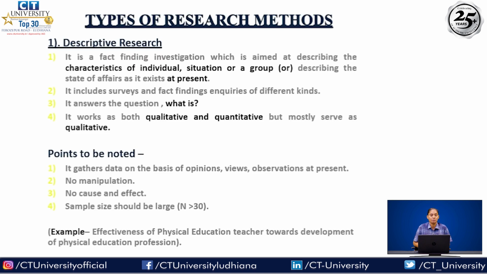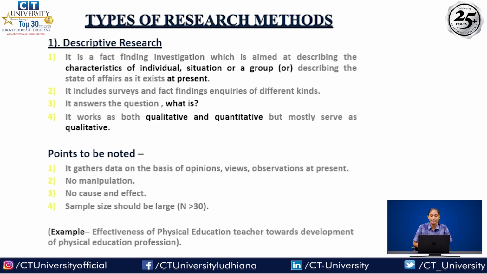Types of research methods, first in detail. First is descriptive research. It is a fact-finding investigation which is aimed at describing the characteristics of individual situations or a group, or describing the state of affairs as it exists at present. Second, it includes survey and fact-finding inquiries of different kinds. It answers the question what is. It works as both qualitative and quantitative, but mostly serves as qualitative.